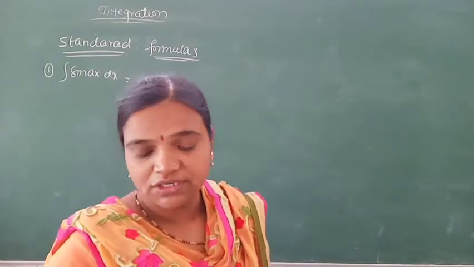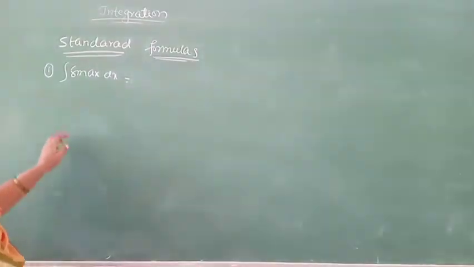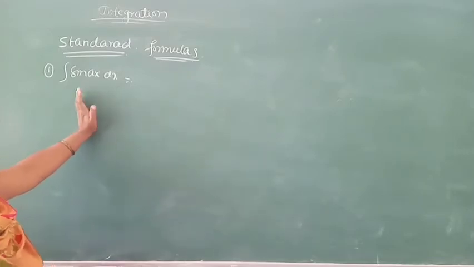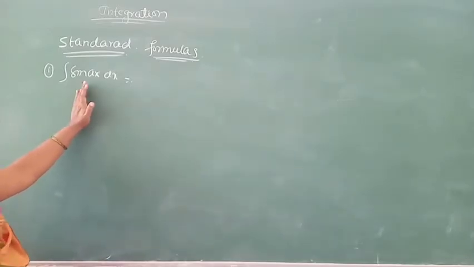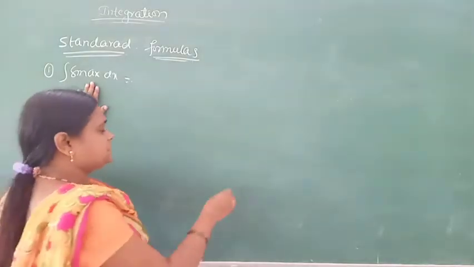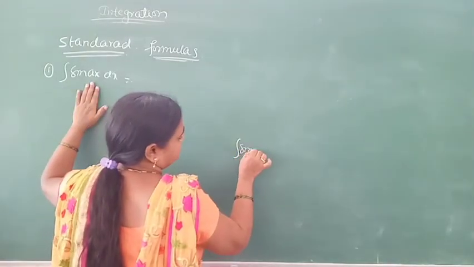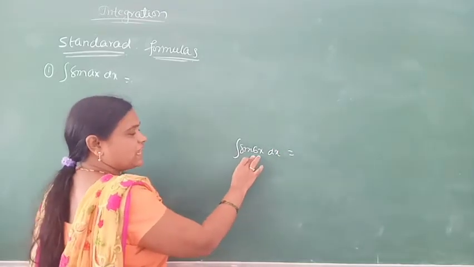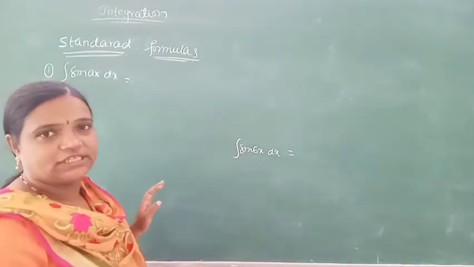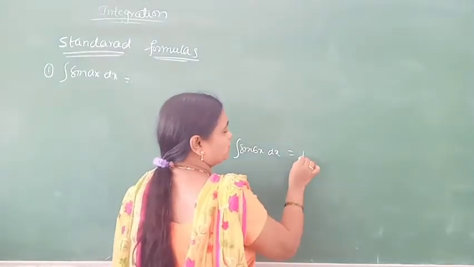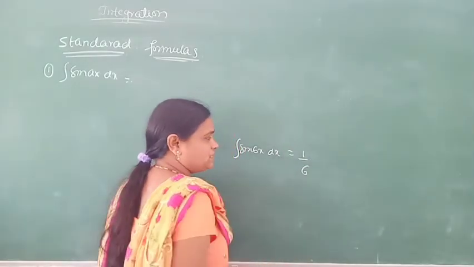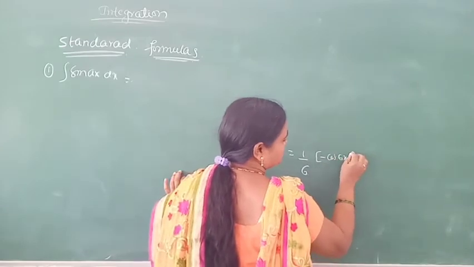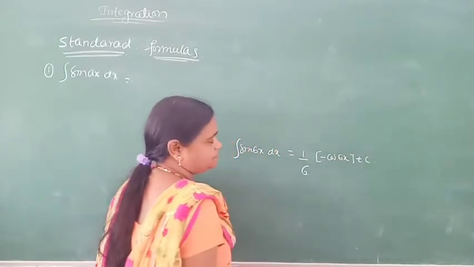See, we have done here the standard formula integration of sine ax. In the previous class I explained the examples based on integration of sine 6x dx. If the angle is multiplied by some constant, that constant we take in the denominator and do the integration. That is, integration of sin 6x is minus cos 6x by 6 plus c.